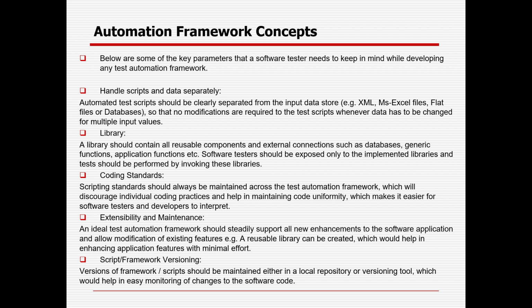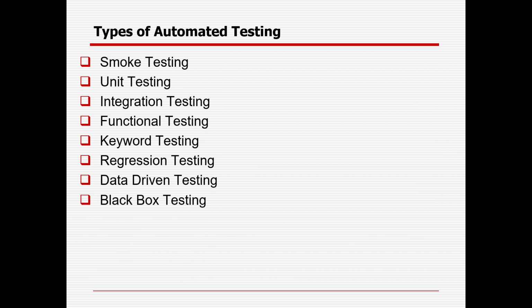An ideal test automation framework should steadily support all new enhancements to the software application and allow modification of existing features with the help of the reusable components that you will be creating, which would help in enhancing application features with minimal effort. It supports framework versioning. I already told you, you can create versions like 1.0, 1.1, 1.2, and in case you need to go back to the previous version, you can easily go into the versioning.